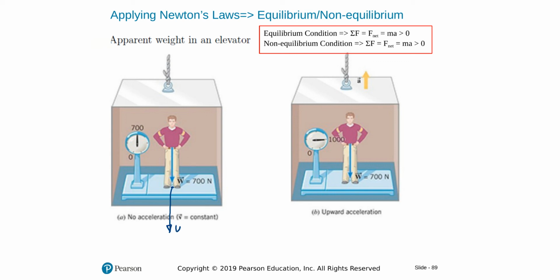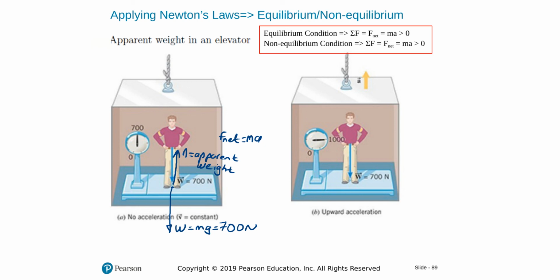So we always have our weight down, which is equal to mg. In this picture here, it's given as 700 newtons, so let's just put it here. And we'll show normal force, and we'll apply Fnet is equal to ma. That's it. To solve for the apparent weight, and N is the apparent weight. We'll look at different situations.